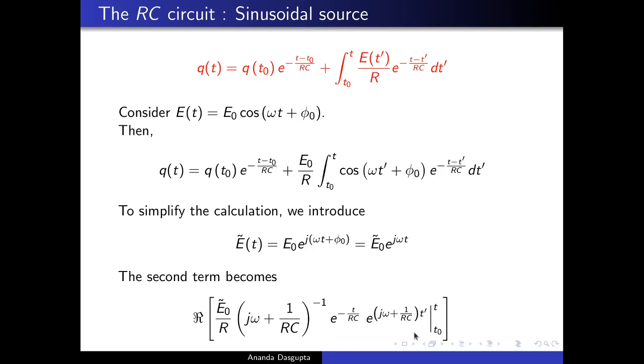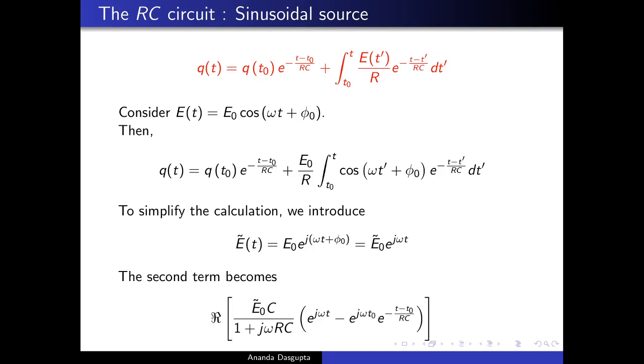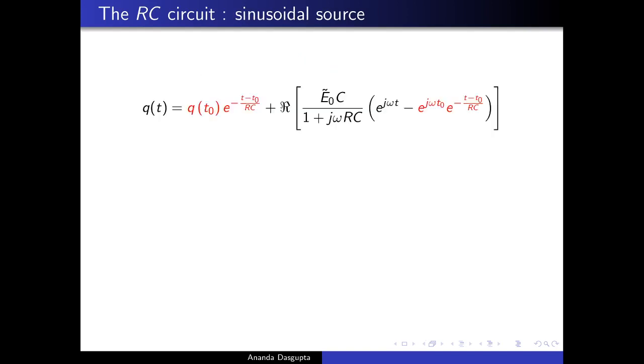And again, this is something very, very simple. It's of course easier to follow this if you are actually using pen and paper and working it out on the side. And this is what the integral works out to be after you put in the upper and lower limits: e to the j omega t minus e to the j omega t0, e to the minus (t minus t0) by RC. So after we calculate all this, we still have to take its real part. And this is the full expression for q of t once we bring in also the first term, q of t0 e to the minus (t minus t0) by RC.